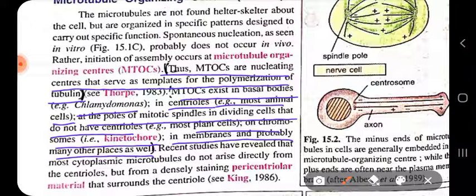They are found on various sites, like on basal bodies. In Chlamydomonas we have observed centrioles, in most of the animal cells, at the poles of the mitotic spindle, in dividing cells that do not have centrioles, like in most plant cells. On chromosomes also we find this type of microtubule organizing center, like in the kinetochore, in the membranes, and probably many other places as well.